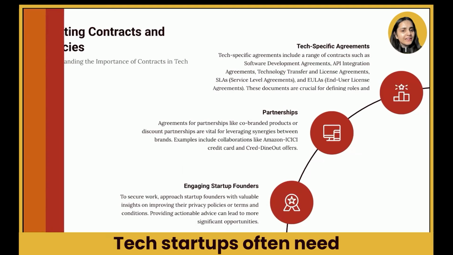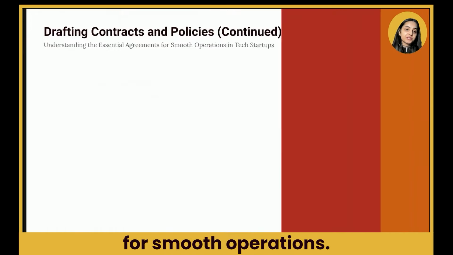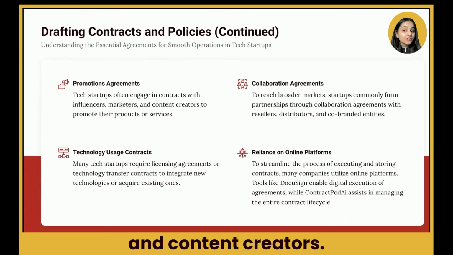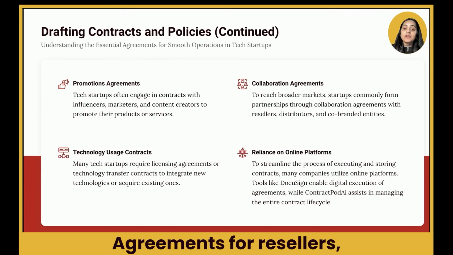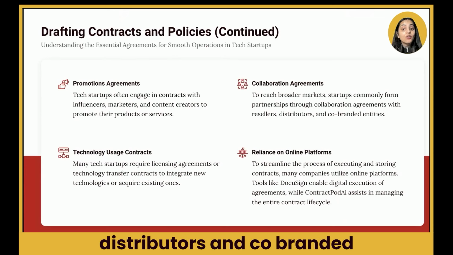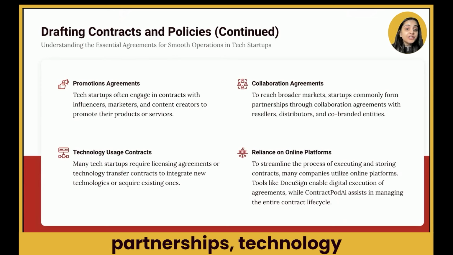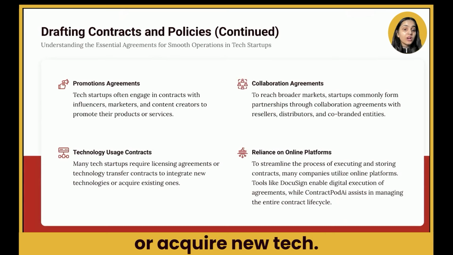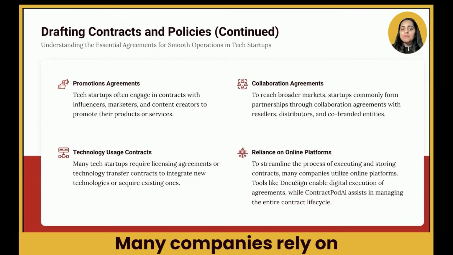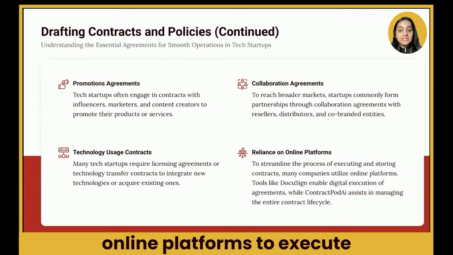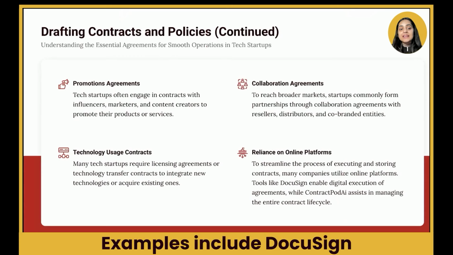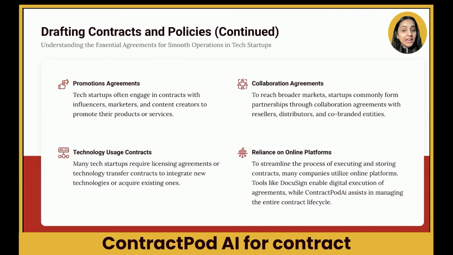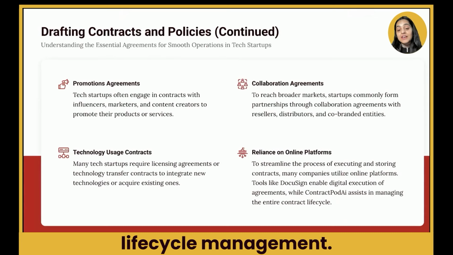Tech startups often need additional agreements for smooth operations. Promotions, contracts with influencers, marketers, and content creators. Collaborations, agreements for resellers, distributors, and co-branded partnerships. Technology usage, licensing agreements or technology transfer contracts to integrate or acquire new tech. Many companies rely on online platforms to execute and store these agreements. Examples include DocuSign for digital execution or Contract Pod AI for contract lifecycle management.